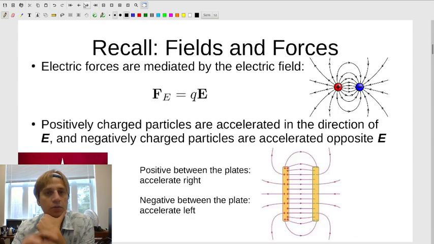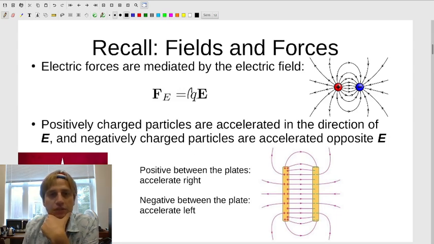You'll also remember from our last video that the way this differs from our gravitational field is that because Q can be either positive or negative, if I have a positive charge, my object is going to be accelerated in the direction of the electric field. If I have a negative charge, it's going to have a force on it in the opposite direction of the electric field.